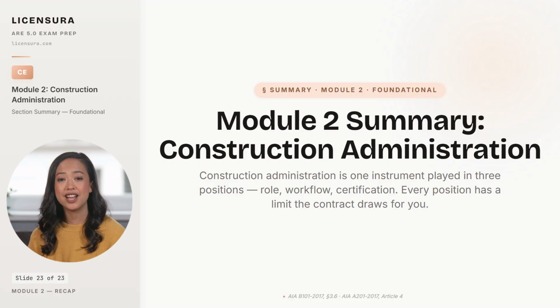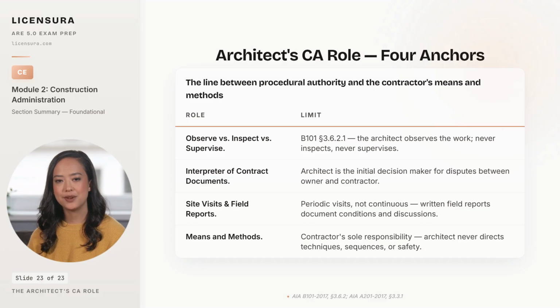Position 3 is the certification authority that protects the project economically: application for payment, retainage, and the rejection of non-conforming work. The thread you carry through all 3 positions is the same. You retain procedural authority while the contractor retains the means and methods of building. Mix the two, and you have just assumed liability the contract was carefully written to keep on the other side of the table. The exam tests where that boundary sits, in every quiz, on every certificate. Open with the role itself, because every workflow and every certification flows from getting that distinction right. 4 anchors define position 1.